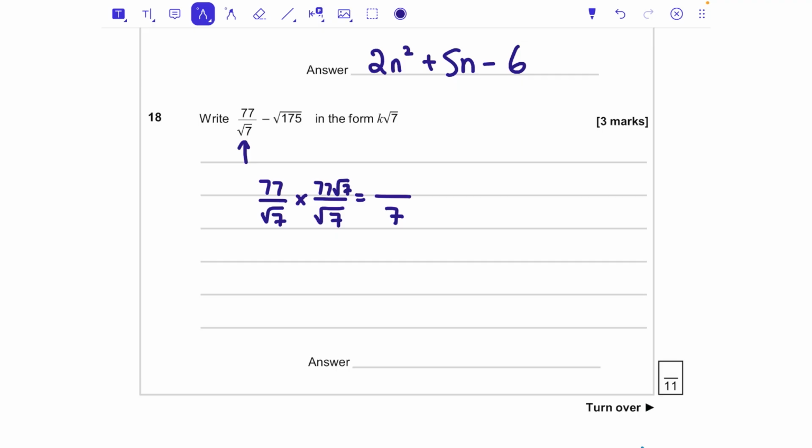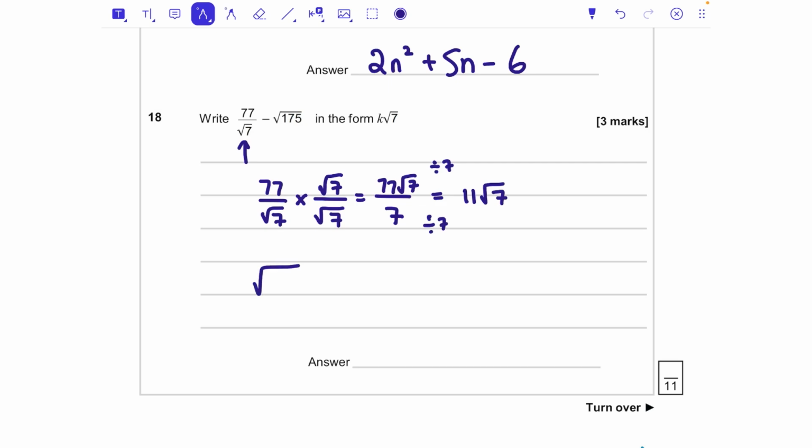And now we can see, if we've multiplied the bottom by root 7, we also need to multiply the top by root 7, and that is going to be 77 root 7. So I'm going to put root 7 up here, 77 root 7. Now we can simplify that. They're both in the 7 times table, so that is just going to be 11 root 7. I've divided the top by 7 and divided the bottom by 7.